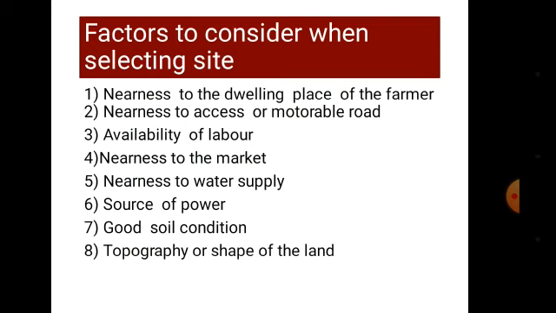2. Nearness to access or motorable road. It will be easy for us if there is a motorable access to take our farming materials to the farm, and also during harvesting to be able to bring back all that we have harvested to the market.